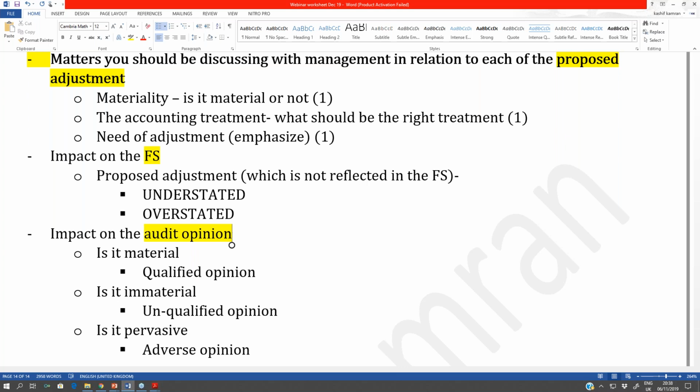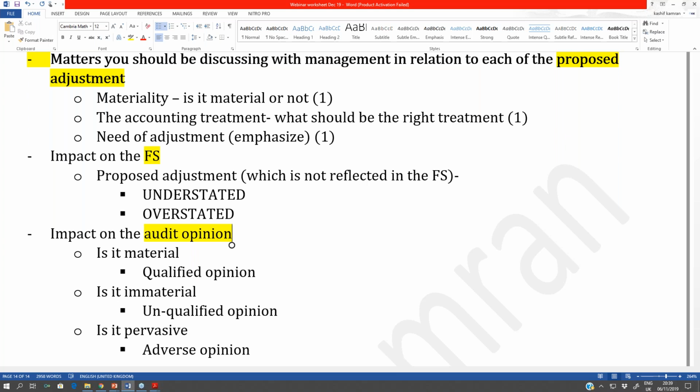So what are you discussing with management? You're discussing with management the materiality, you're discussing the right accounting treatment, and you're also discussing the need to adjust. You're telling management that because this is a misstatement, you should adjust it. You're emphasizing to management that you should adjust this. So that is very important. Otherwise, the management will not. So your justification of adjustment is very important, and your reinforcement of adjustment is very important.